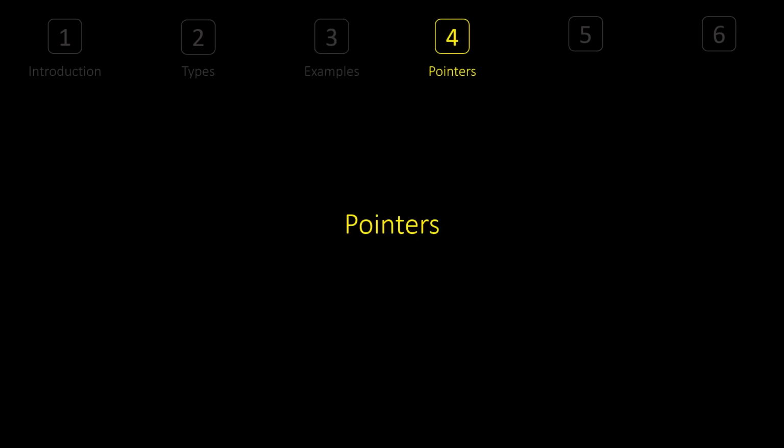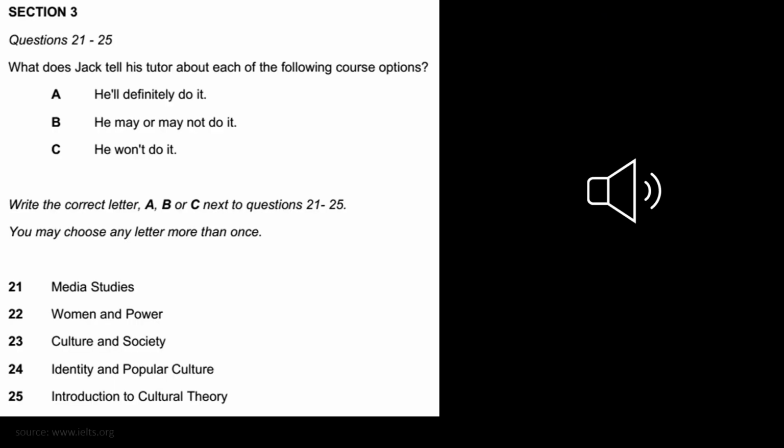Now, let's start with the pointers along with the example. Type 1, where we have to repeat the option. You see that? You may choose any letter more than once. Now I'm going to let you listen to the audio and try to find the answer your way, and then we'll try to solve it using our tips or the pointers. Let me play the audio.